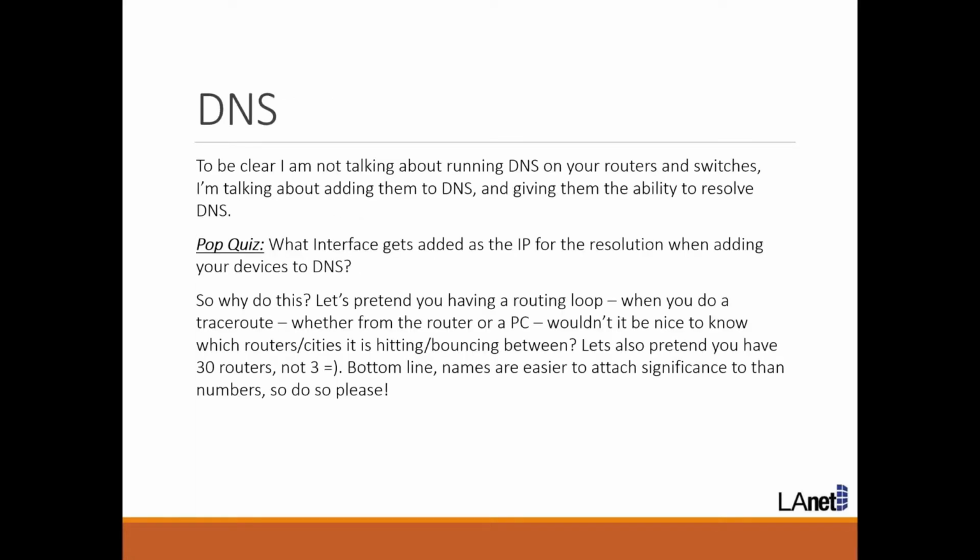So DNS, this is one I sometimes get some pushback on, but I try to explain. I'm not asking people to run DNS on their routers or switches. I really recommend, though, that they put their routers and switches into their DNS, right? And of course, what interface gets added as the IP for resolving? The loopback interface, if the device supports a loopback. Now, a layer 2 switch does not, so in that case, a dedicated management VLAN. Or if you have a dedicated management interface, like on a Nexus switch, for example, you could also tie it to that, right? But you want some kind of DNS usually on these.